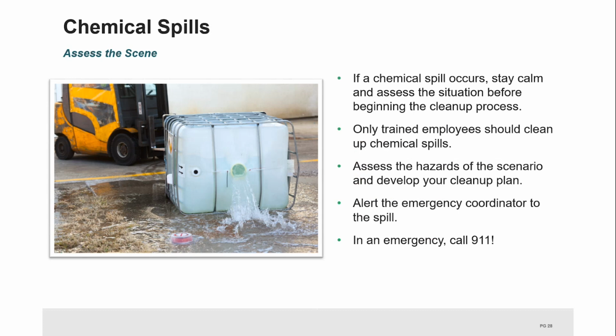Chemical spills. If a chemical spill occurs, stay calm and assess the situation before beginning the cleanup process. Only trained employees should participate in cleaning up chemical spills. Assess the hazard of the scenario and develop your cleanup plan. In your emergency action plan, I would base it off the SDS data sheet that is provided for that certain chemical. Any information that's on that data sheet should be transferred to your emergency action plan.